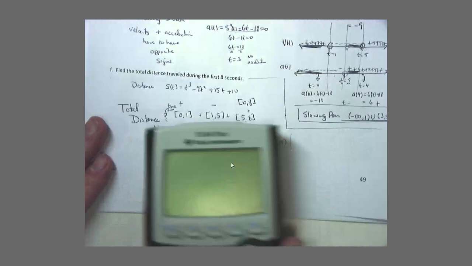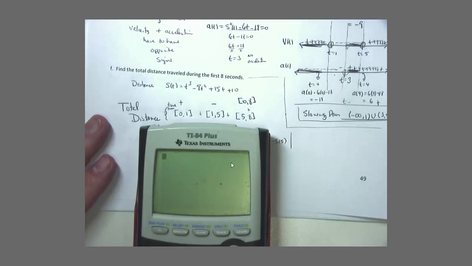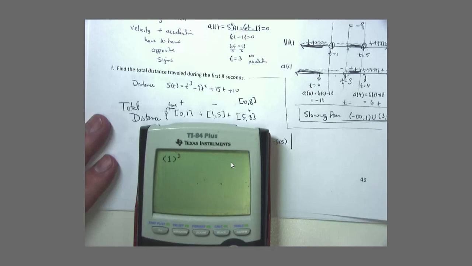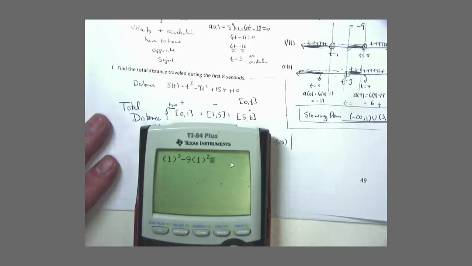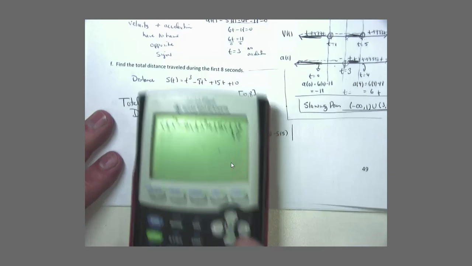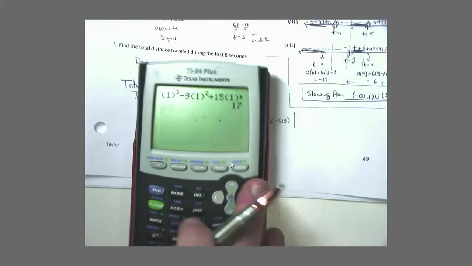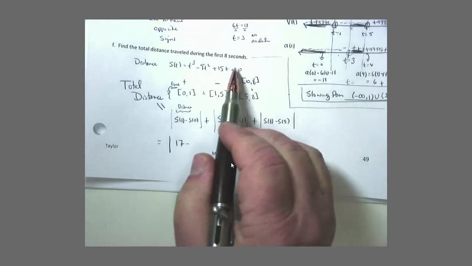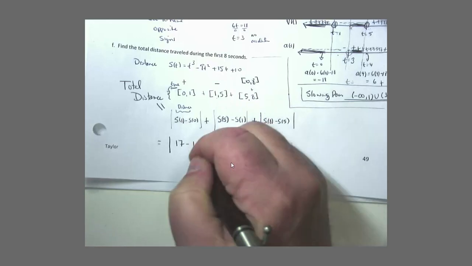Here we go. This is equal to absolute value s of 1. So I'm going to take this equation and plug in 1. 1 cubed minus 9 times 1 squared plus 15 times 1 plus 10. Notice when I plugged it in, I got 17. Minus when I plug in 0, I don't need a calculator to plug in 0. What am I going to get? 10. So officially, between 0 and 1 second, I've covered 7 feet. 17 minus 10, 7 feet. And it was in the positive direction.